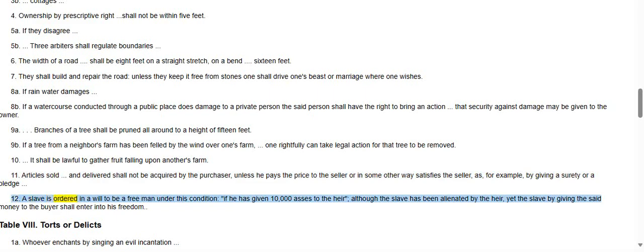12. A slave is ordered in a will to be a free man under this condition, if he has given 10,000 asses to the heir. Although the slave has been alienated by the heir, yet the slave by giving the said money to the buyer shall enter into his freedom.